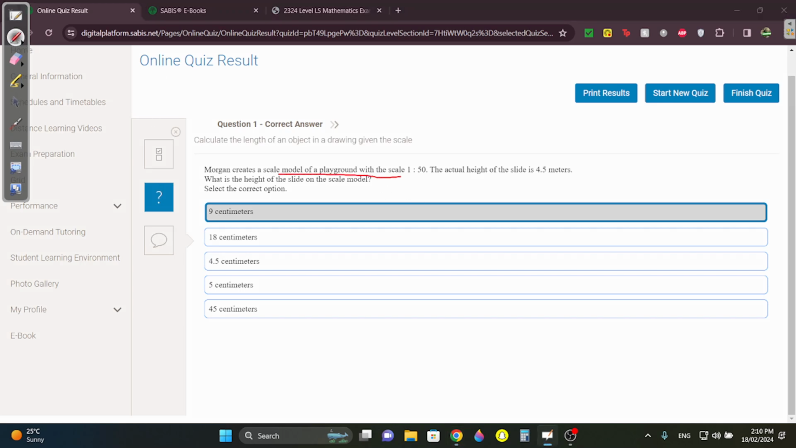Morgan creates a scale model of a playground with a scale 1 to 50. The actual height is 4.5 meters. What is the correct height of the slide? It's so easy. All you have to do, you take the scale, you put it as a fraction. The actual height is 4.5 meters. What is the height on the scale model?